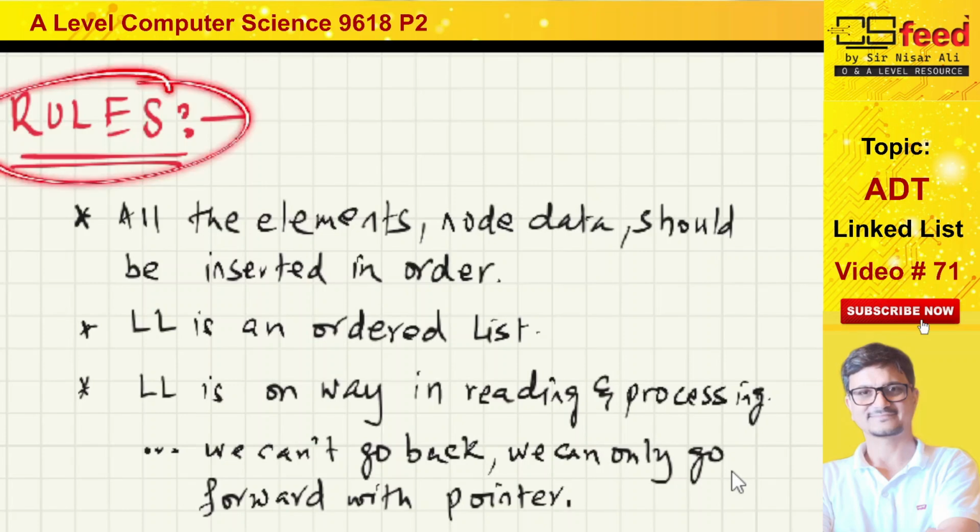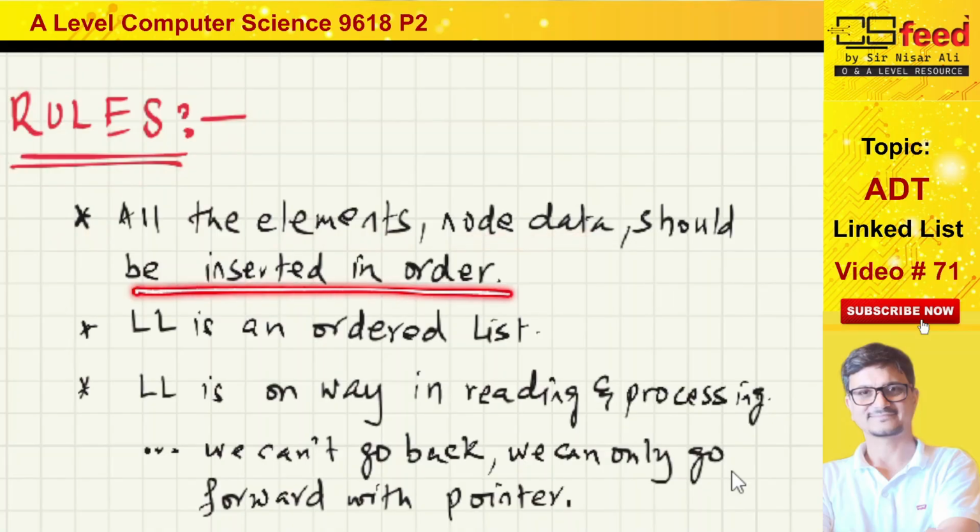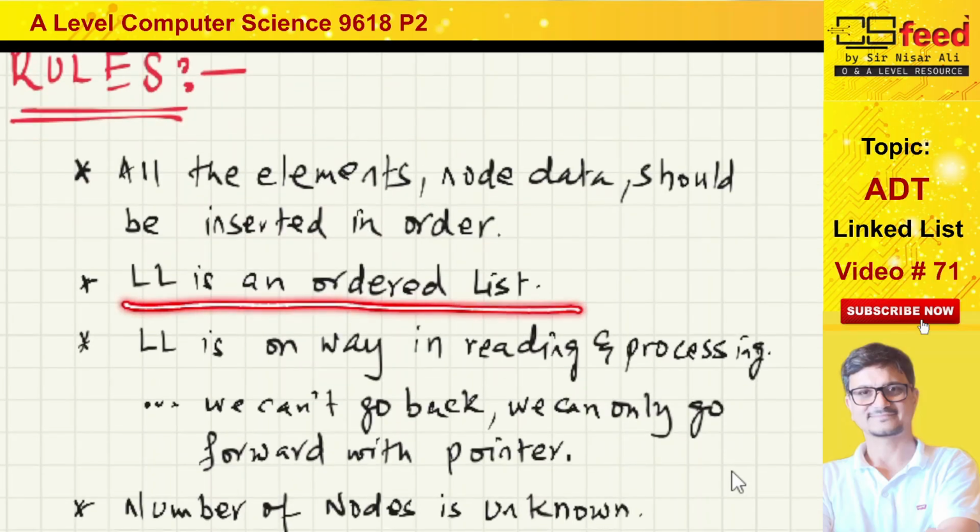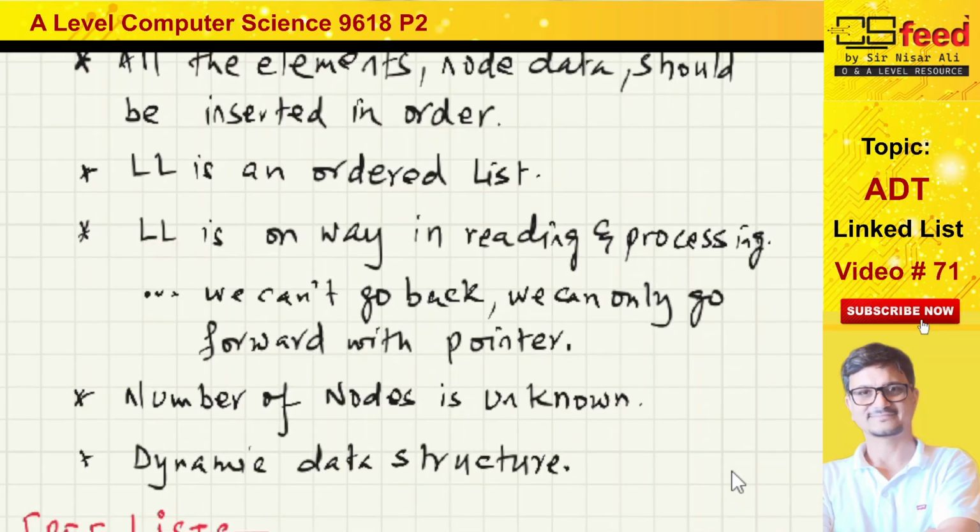All right. Then there are certain rules that you must follow while working with the linked list. And what are these rules? Rule number 1: all the elements, nodes, and data should be inserted in order. So if we have B, D, and L, you see that B, D, and L are in order. If anything new comes, like A, then A will come before B, D, and L. This is an important thing, so a linked list is an ordered list. All right. Also, a linked list is one way in reading and processing. We cannot go back, we can only go forward with the pointer.